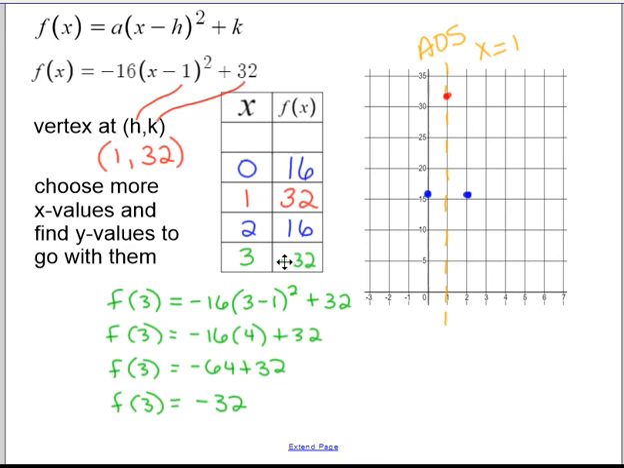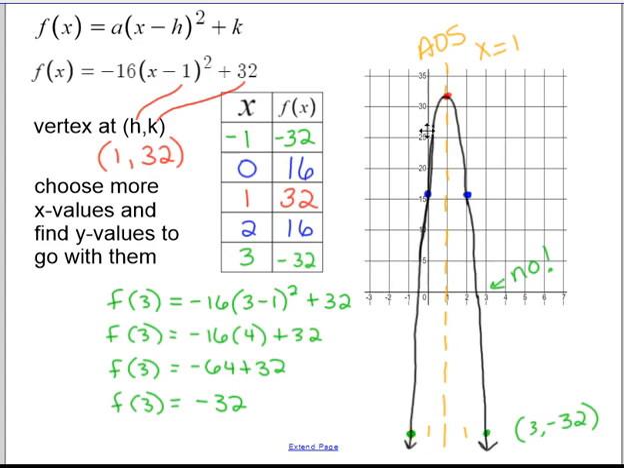So negative 32. Now, it would be easy to just think, oh, this is a straight line. I see a pattern here, and it's going to go through this point right here at 3, 0. But we just found out that it does not go through 3, 0. It goes through 3, negative 32. So not here, clear down here. And then we can take this point and reflect it to the other side of our axis of symmetry, and we get that negative 1, negative 32 is another point on our parabola.